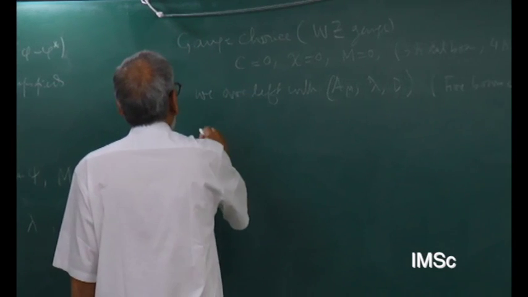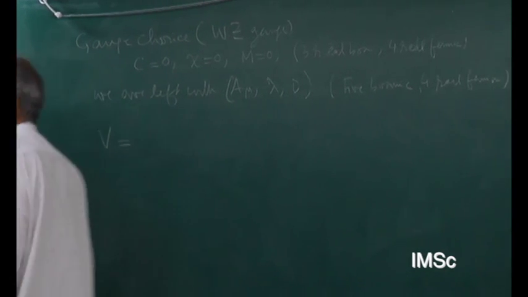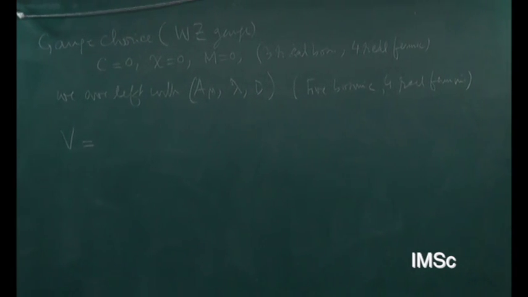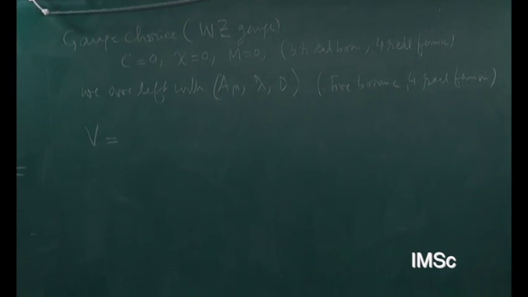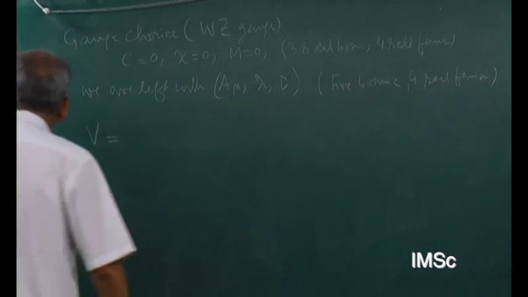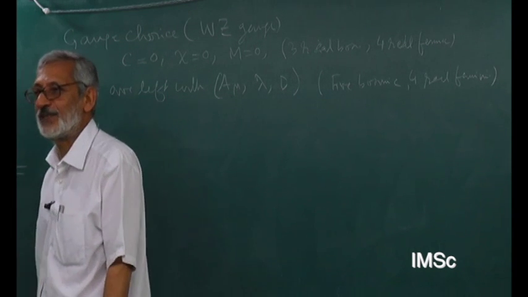Now, in this gauge choice, let me write down the vector superfield, and we'll stop at that today. M star is F star, the complex conjugate of that, right? So I didn't write that. If I put M to be 0, the complex conjugate of M is also 0, right? M equal to 0 means both real and imaginary parts of M are 0.